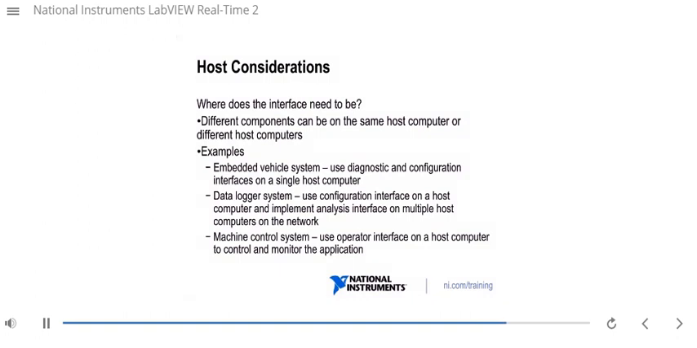Typically, you don't want to have a server setup with 7 different machines on a rack in the passenger seat of a vehicle. It doesn't make much sense. You're going to want to keep it as small as possible. For an embedded data logger system, you may want to have a configuration interface on one machine that has access, and an analysis interface to view data and see results, potentially on many computers out on the network. And similarly, for a machine control system, you may want to have an operator interface connected on a host computer connected directly to the CompactRIO to control and monitor the application. Typically, that's going to be a one-to-one relationship.